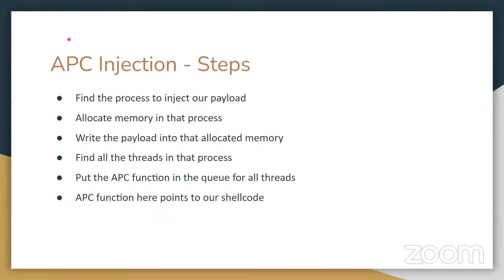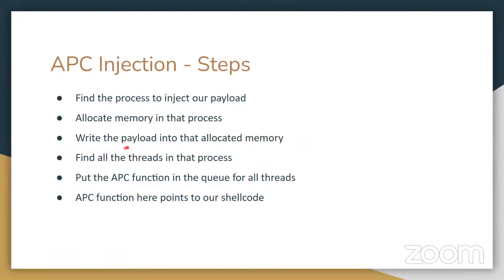So these are the steps for the APC injection. First, we need to find the target process to inject our payload. And after that, we need to perform the remote allocation. After that, we will write our payload into that newly allocated memory in the target process.